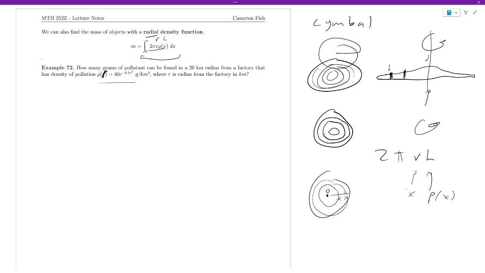So I give you the radius, I'll tell you the density. The density only depends on the radius. It doesn't depend on anything else, and it's whatever this formula says. r is the radius from the factory in kilometers. Right, so again, we have the story.